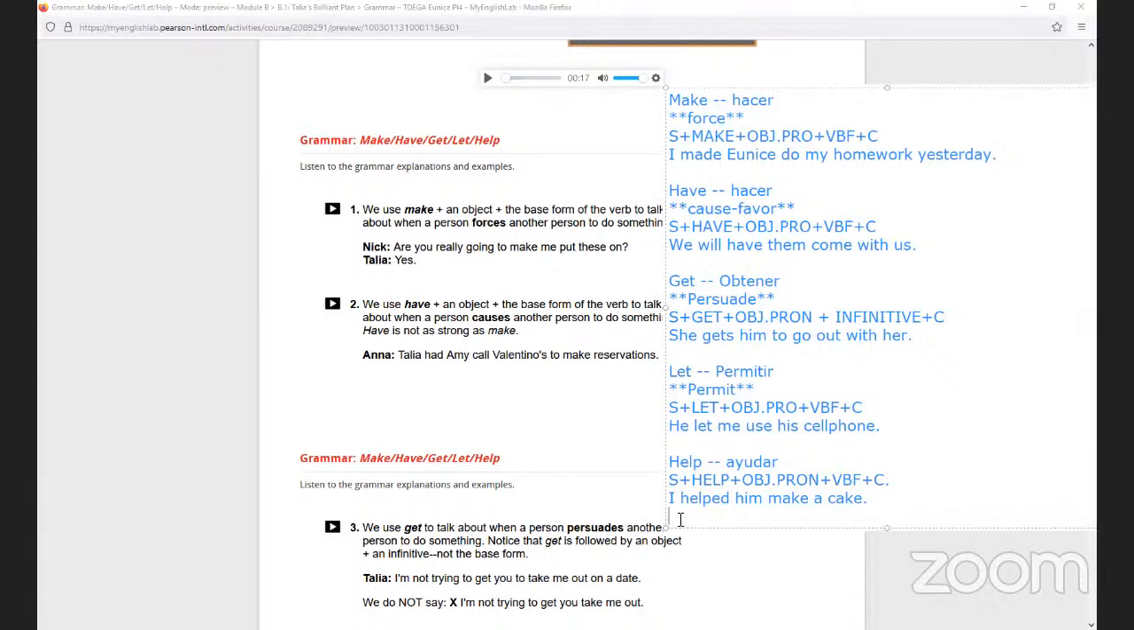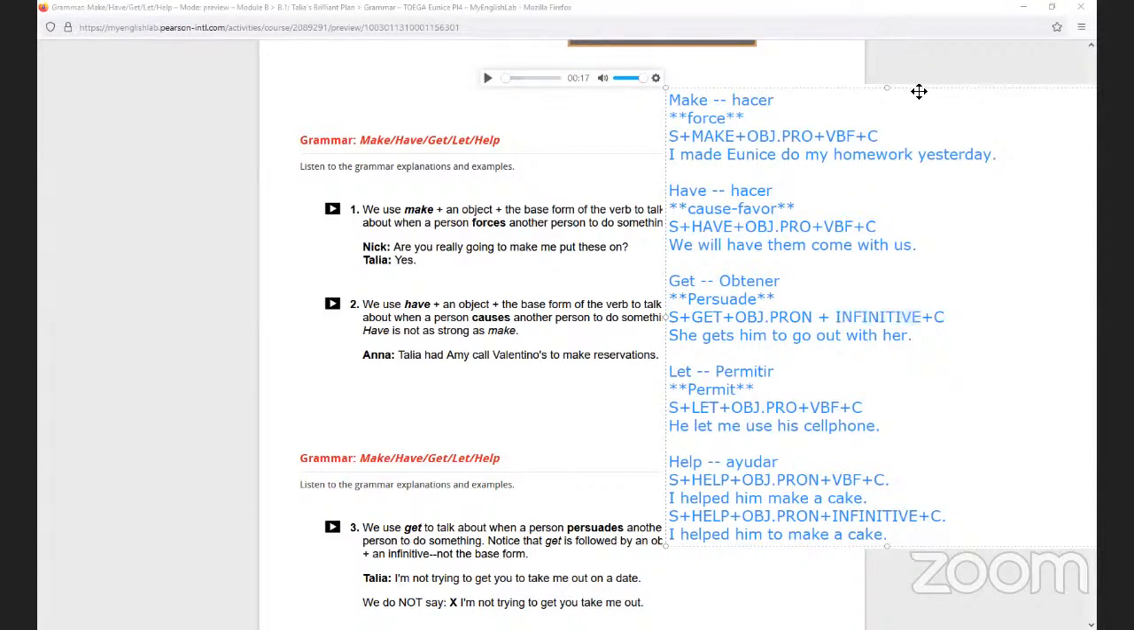Or maybe the second way. This is the only verb that can work with base form or infinitive, okay, with both. So in this case, we could say, I helped him to make a cake. So if I use base form or infinitive with this verb, both are gonna be okay, but only for this verb. Let, make, and have only base form, and get only infinitive. And this is the only verb that can work with both, okay?